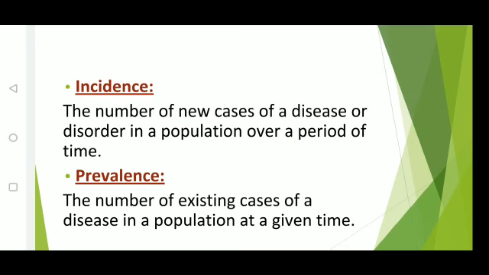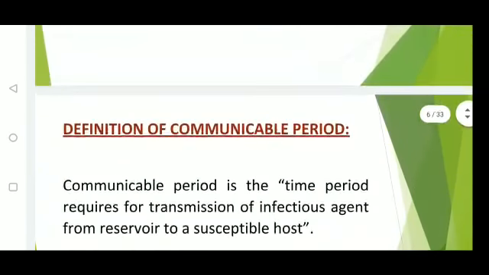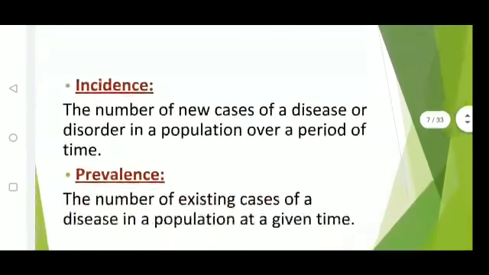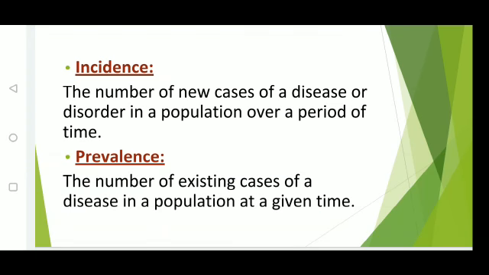See once more here: communicable period means the period of time for the transmission of disease from one reservoir to a susceptible host. Incidence means the number of new cases of a disease or disorder in a population over a period of time, that is, how many new cases are affected in a population in a given period of time. Prevalence means how many cases currently exist in a population at a given time.